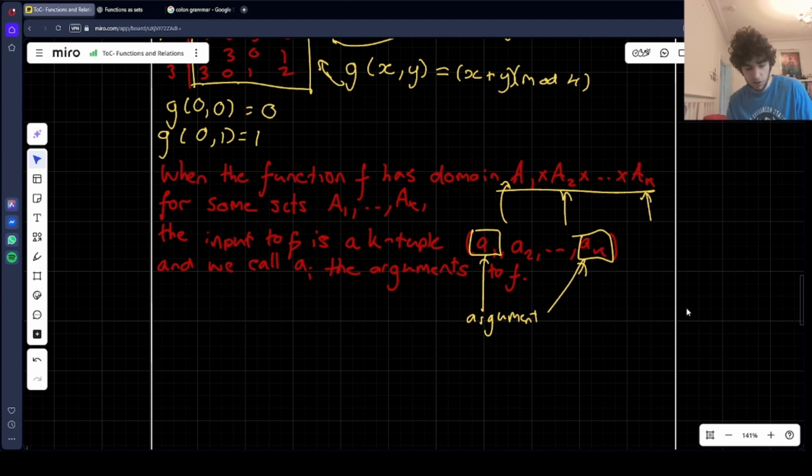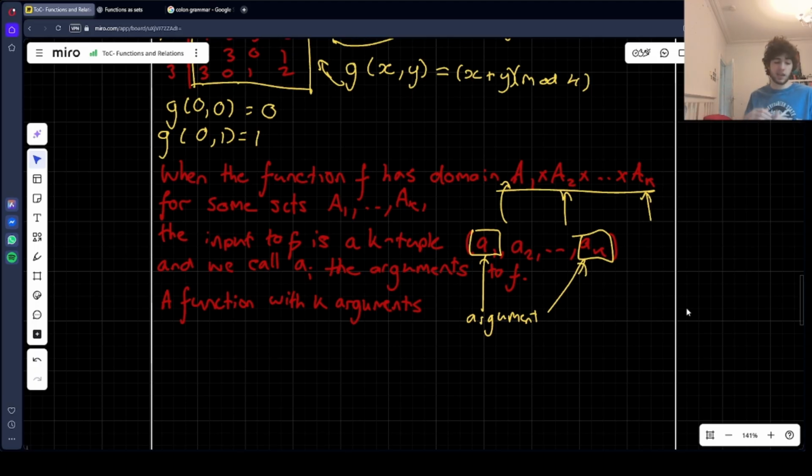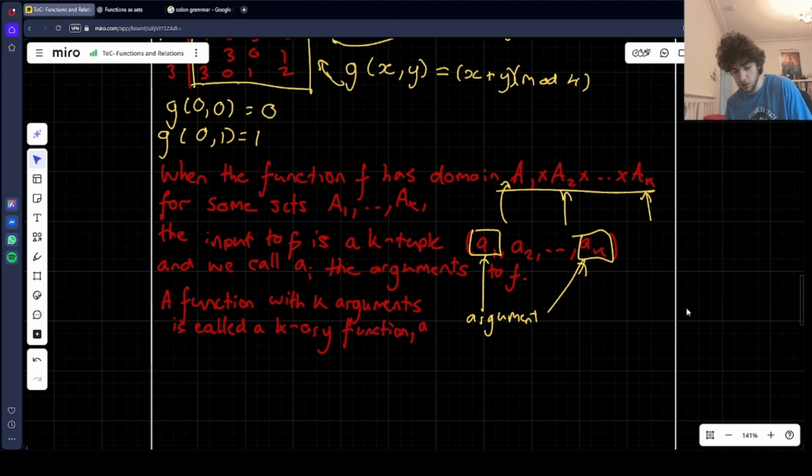Right, so then just some more notation here. Any function with k arguments, for example the one we have above, where the domain is the Cartesian product of k sets, so you get a k-tuple and have k arguments, is called a k-ary function. This is a special name for it. And k is called the arity, A-R-I-T-Y, of the function.